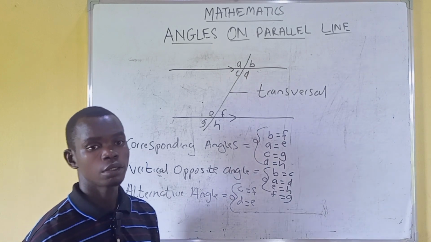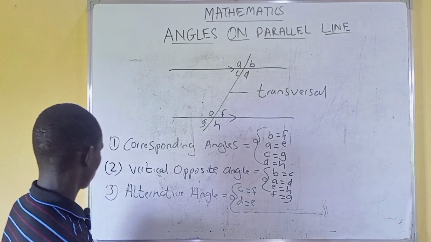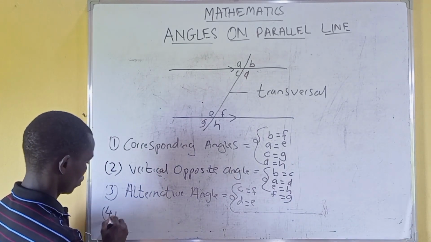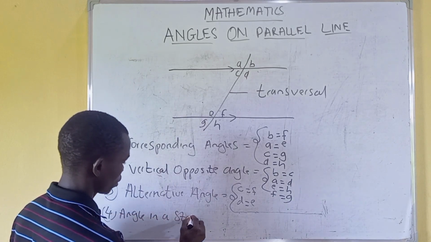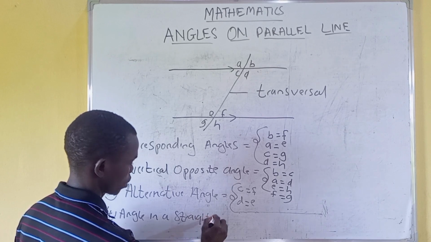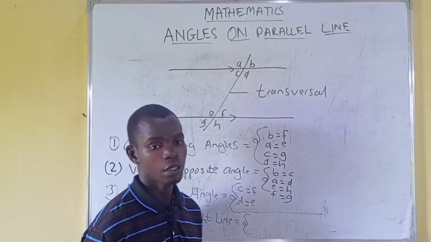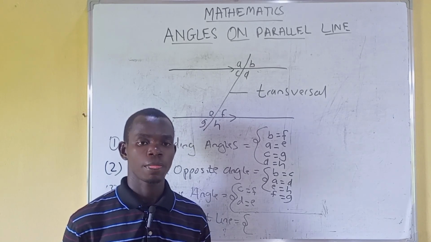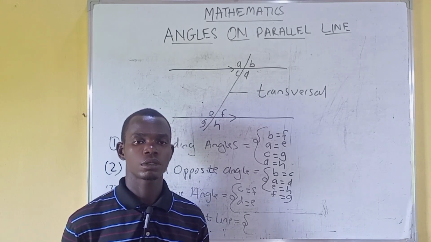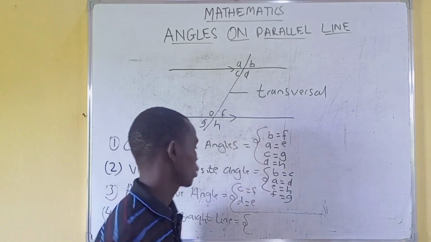Let's consider the fourth one, which is angles in a straight line. Angles in a straight line is when two lines intersect to form a straight line. The angles formed at that point of intersection are equal to 180 degrees. That is, their sum is equal to 180 degrees.